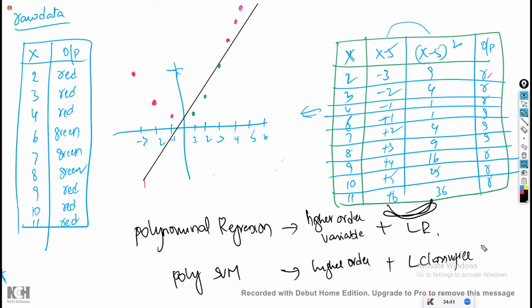Is that clear, guys? If you want, I'll write in the notes very clearly. If it is clear, I will not write. Otherwise, yes sir, please write the notes, miss. Also, I will write as per your choice. Done?